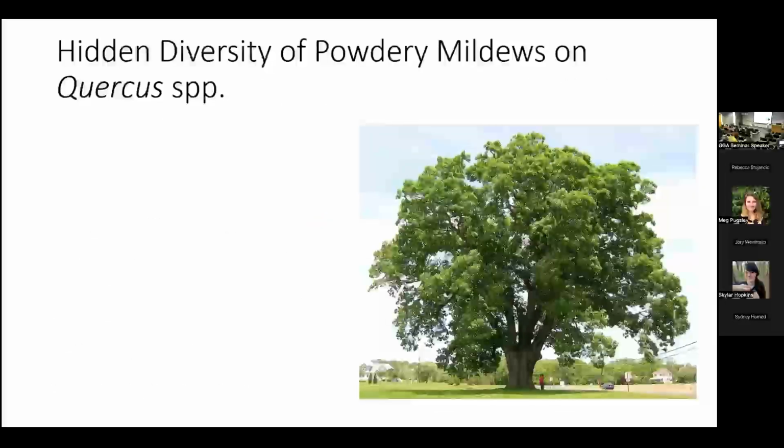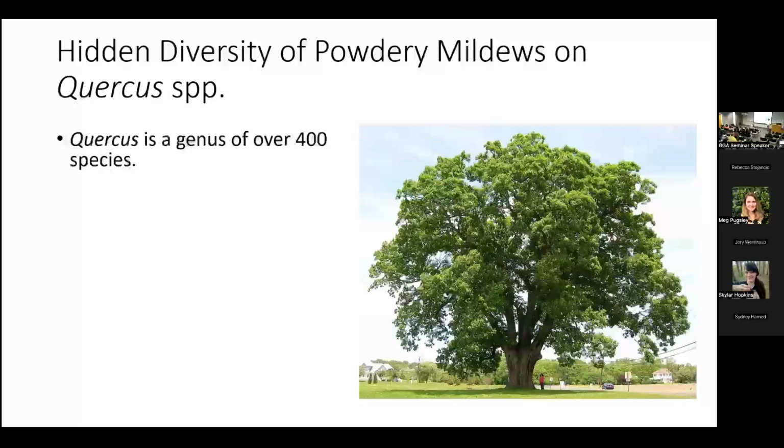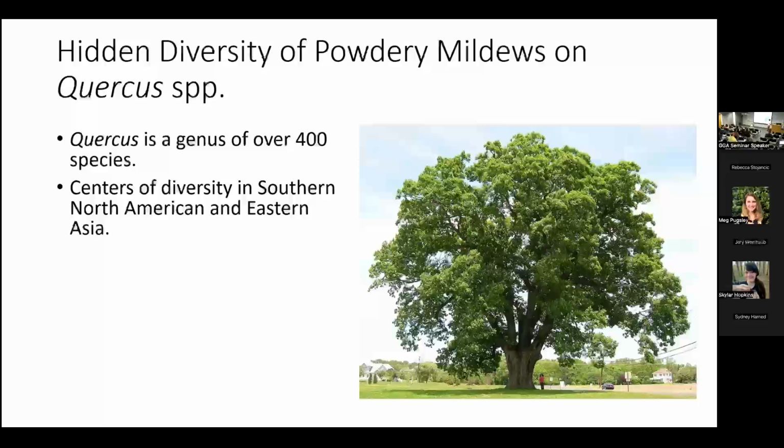But now I'm going to jump into 2 systems that I want to discuss. The first is powdery mildews on Quercus species, and this is really relevant here because we have so many different Quercus. It's a genus of over 400 different species, and it has centers of diversity in southern North America and Eastern Asia. I bet we have 50 different species just on campus here.